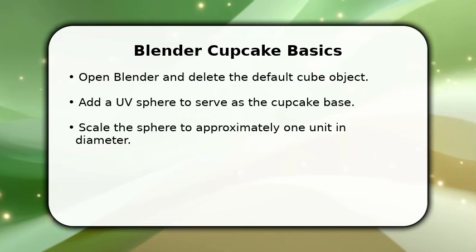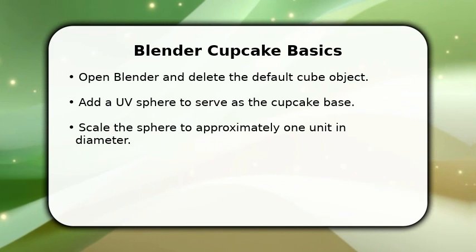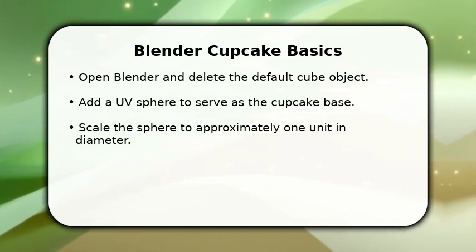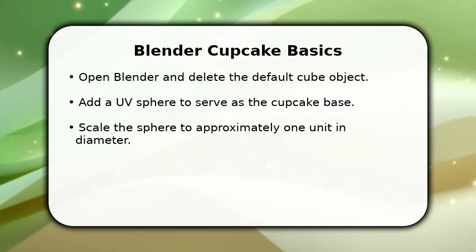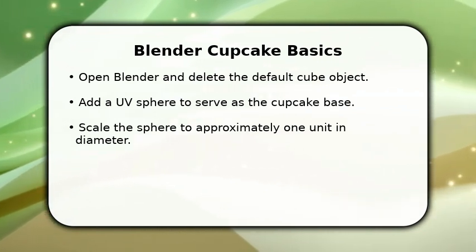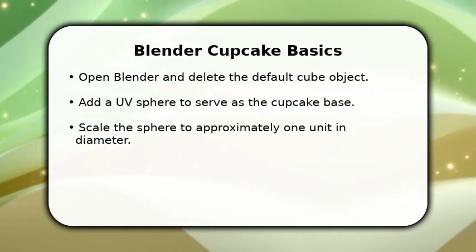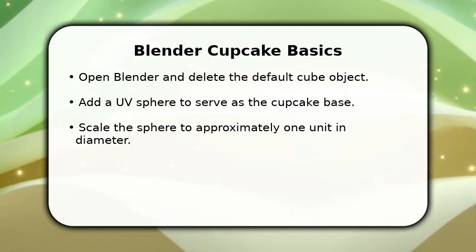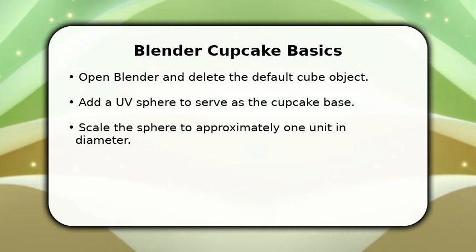Enjoy the video. In this video, I will show you how to make a cupcake in Blender. Let's begin by opening Blender and deleting the default cube. Next, add a UV sphere from the Add menu, which will be our cupcake's foundation. Scale this sphere down to about 1 unit in diameter, ensuring it's centered on the grid. This initial step sets the stage for our delicious digital creation.